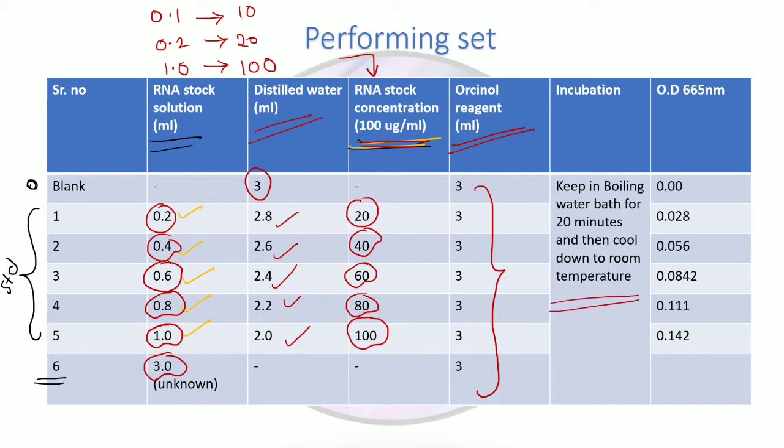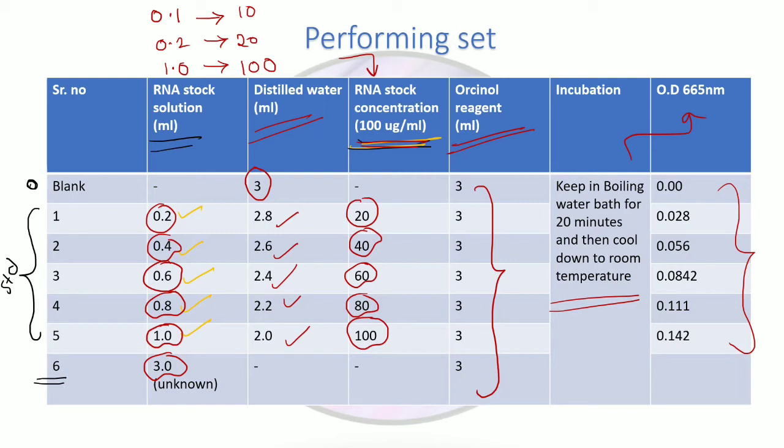Then we are going to incubate it. The incubation is going to take place in a boiling water bath because we require high temperature for the reaction to occur. So you will have to keep the test tubes in a boiling water bath for 20 minutes and then cool down to room temperature, or you can just cool down under running tap water. Finally we are going to take the absorbance at 665 nm. I have taken random readings. We are going to use these readings for the preparation of the standard graph.